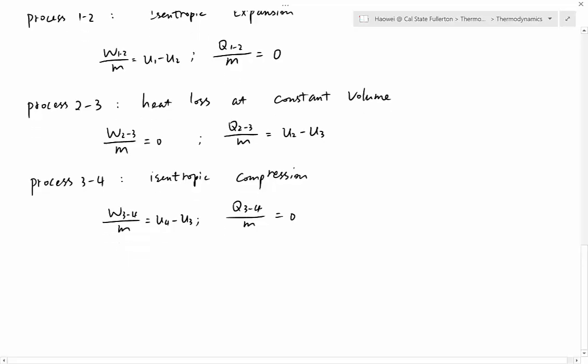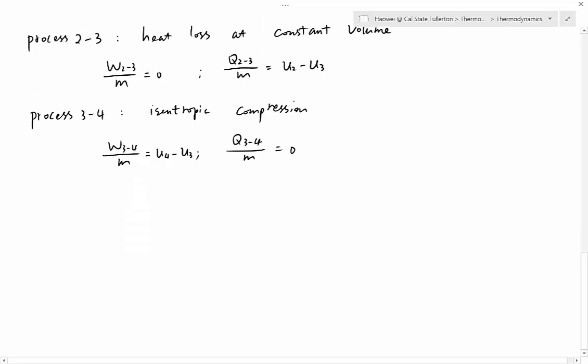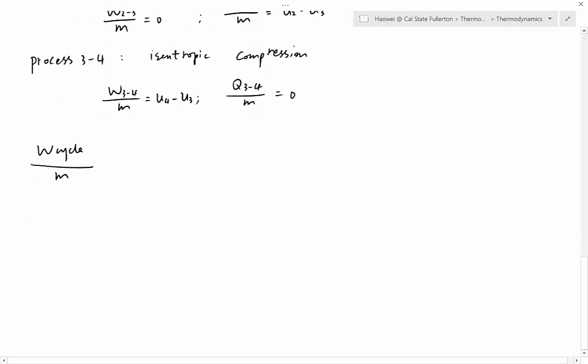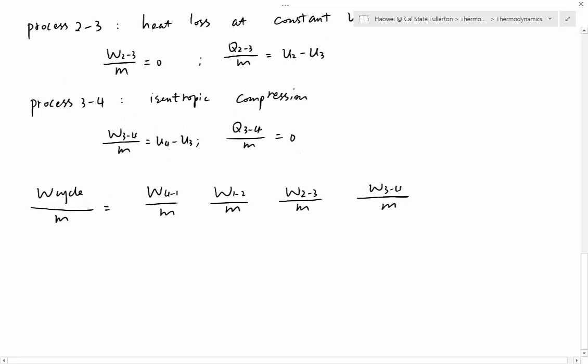Okay, so after each step, we talk about a cycle. What do you want to know about the engine? Of course, I want to know how much mechanical work I can generate out of the engine. So we want to find W cycle per unit mass. How do you look for W cycle per unit mass? You just combine the W from each step. So we can start from 4 to 1, and next one is 1 to 2, and next one is 2 to 3, and the next one is 3 to 4. And then leave the signs for later.